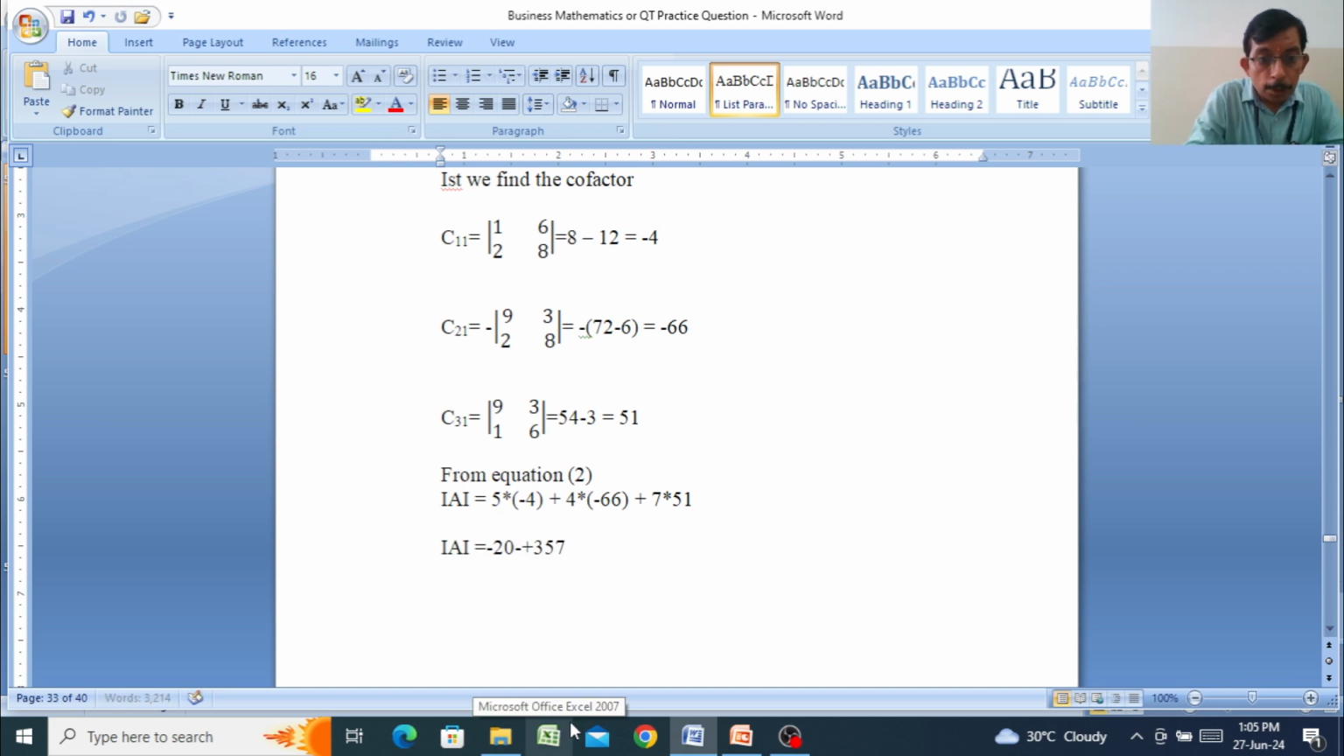The value is 26. It is clear, everyone? This is the multiplication. 5 multiplied by 4 is 20. After that, 4 multiplied by 66, the value is 264, and 7 is multiplied by 51, then 357.